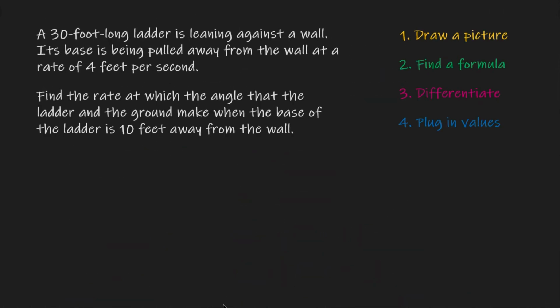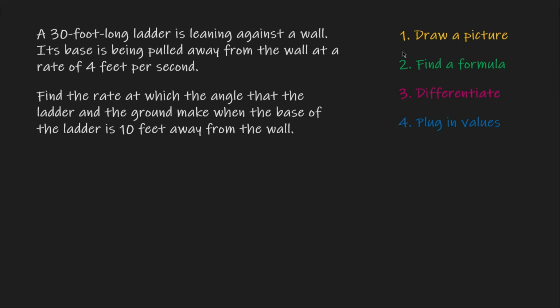In our third example, we're given the same first part. A 30-foot long ladder is leaning against a wall. Its base is being pulled away from the wall at a rate of 4 feet per second. So that looks the same. And then the next part tells us to find the rate at which the angle that the ladder and the ground make when the base of the ladder is 10 feet away from the wall.